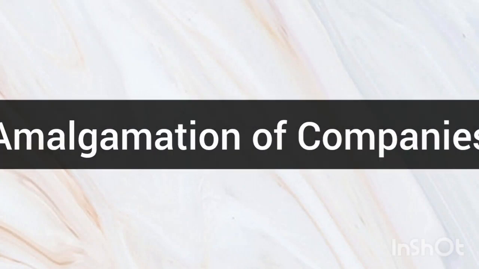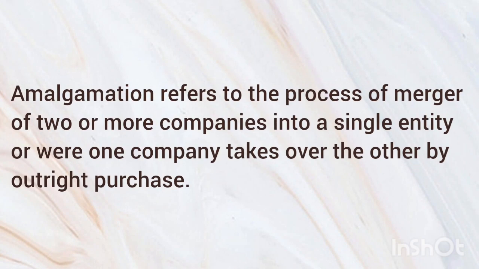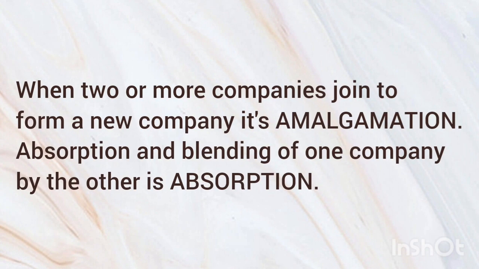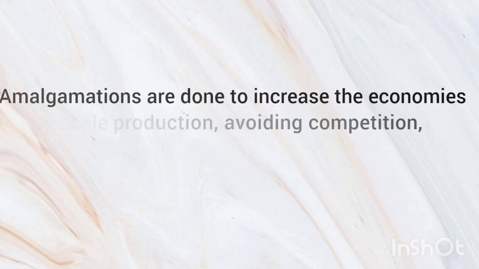Amalgamation of companies. Amalgamation refers to the process of merger of two or more companies into a single entity, or where one company takes over the other by outright purchase. When two or more companies join to form a new company, it's amalgamation. Absorption and blending of one company by the other is absorption.